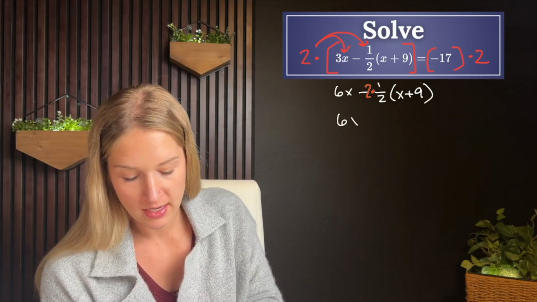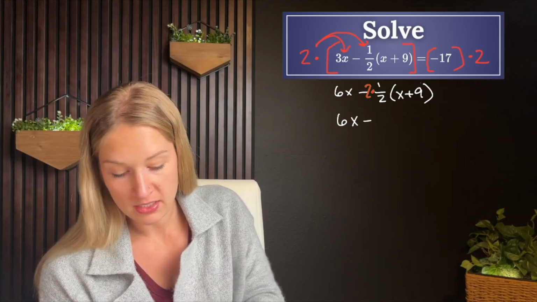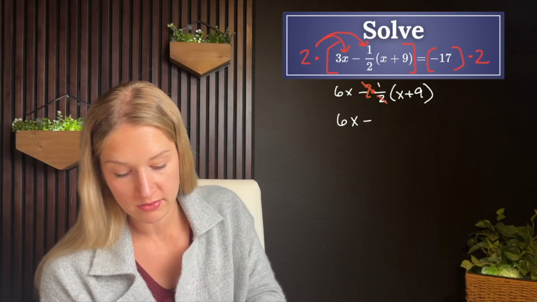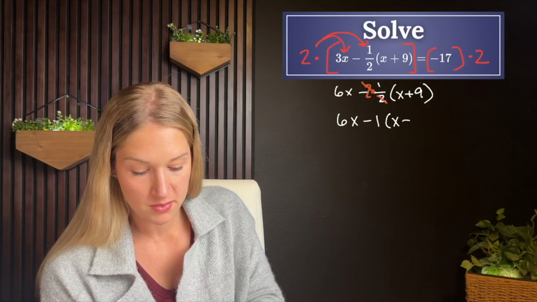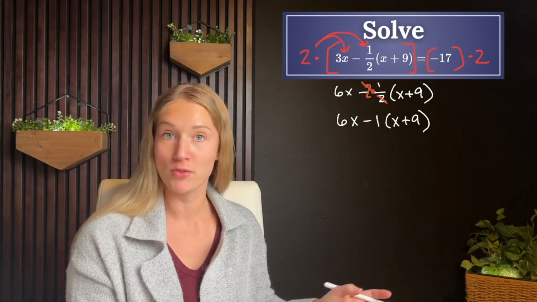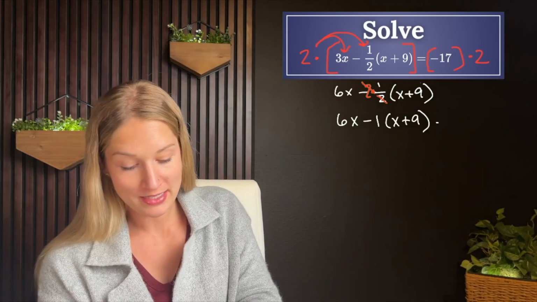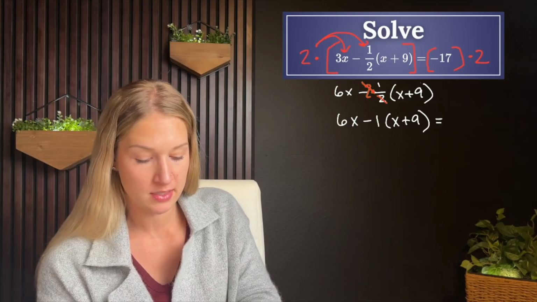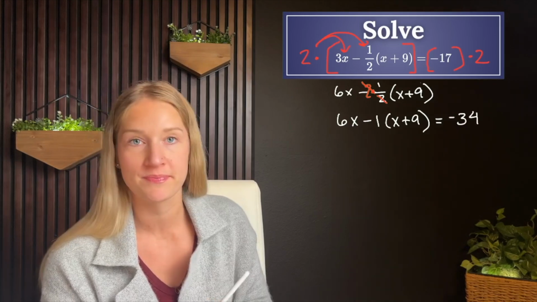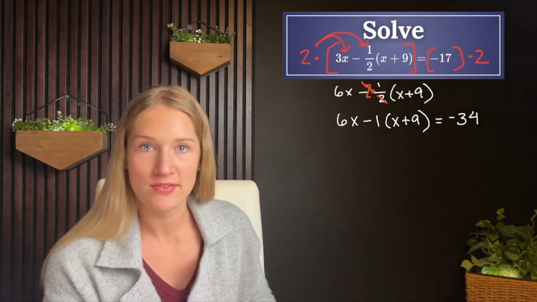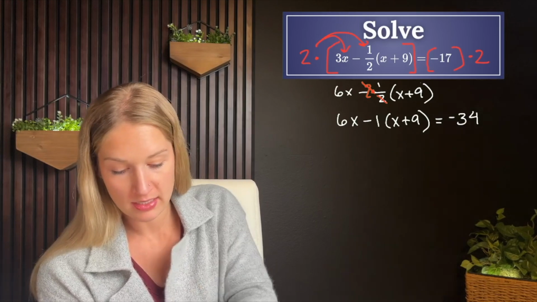So this becomes 6x minus, my 2's are going to reduce each other down, so I have 1 times x plus 9. And the fraction's gone. No more fraction. On the right-hand side, I have to multiply. Negative 17 times 2 gives me negative 34. Now I solve just like I have the last few. I distribute my negative 1.